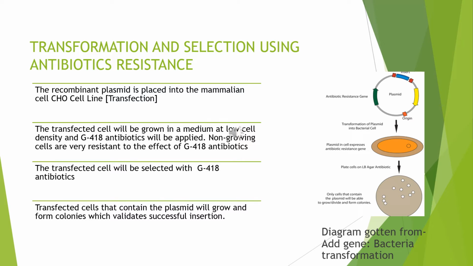Transformation and selection of vector using antibiotics. The recombinant DNA is placed into the mammalian cell through the process of transfection. I will be using stable transfection. Stable transfection has a high level of expression, and the introduced DNA is passed to progeny. PCI-NEO has the neomycin phosphotransferase gene, which is a selective marker for mammalian cells.